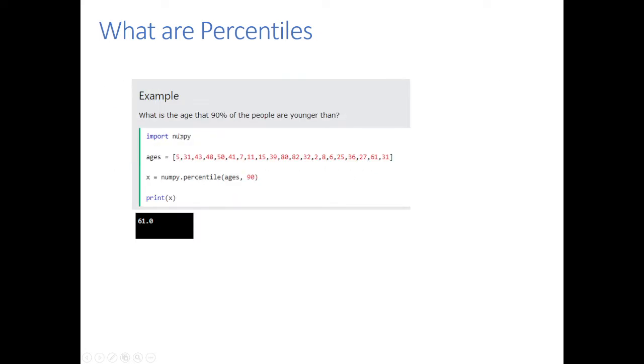Here, what is the age that 90% of the people are younger than? So we import NumPy and the ages, the same as the previous one, but we use x equals numpy.percentile(ages, 90), so that means 61. So 90% are younger than 61. So that's percentile.